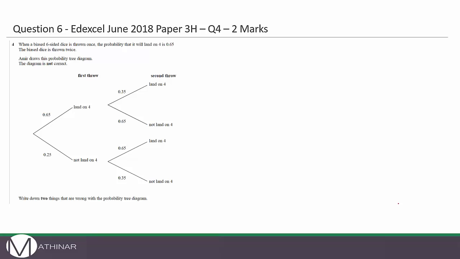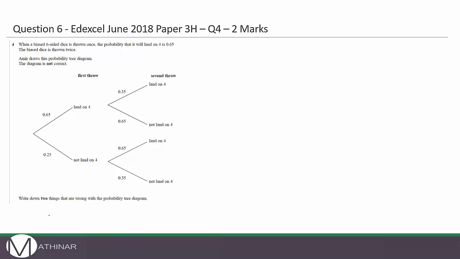Question 6. This is taken from the Edexcel June 2018, paper 3 higher, question 4 on the paper, and it's worth 2 marks. When a biased 6-sided dice is thrown, the probability that it will land on a 4 is 0.65. The biased dice is thrown twice. Amir draws a probability tree diagram. The diagram is not correct. Write down 2 things that are wrong with the probability tree diagram.